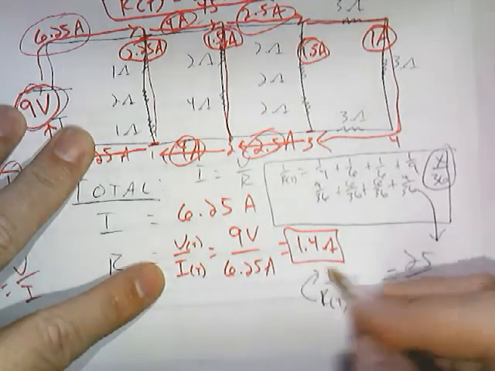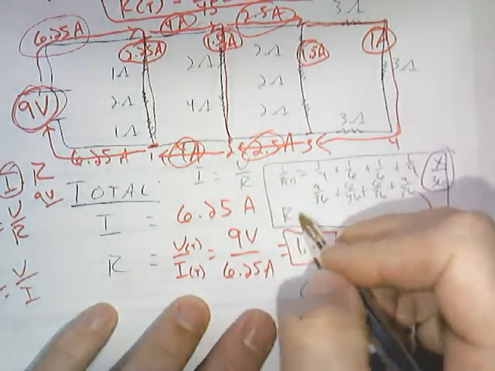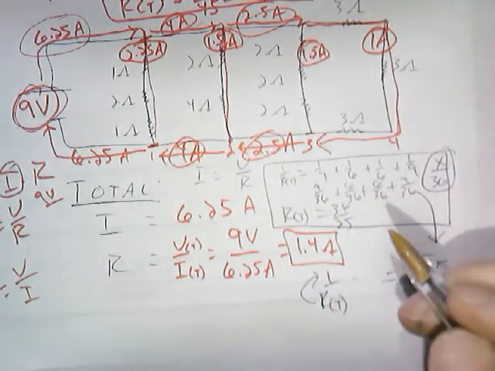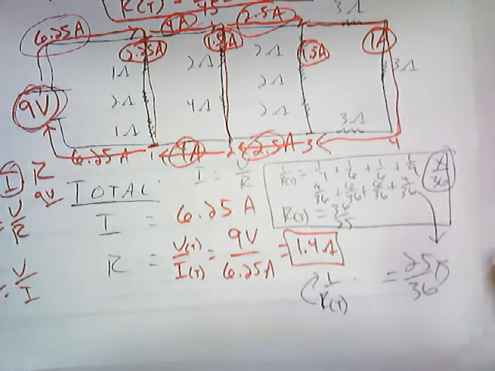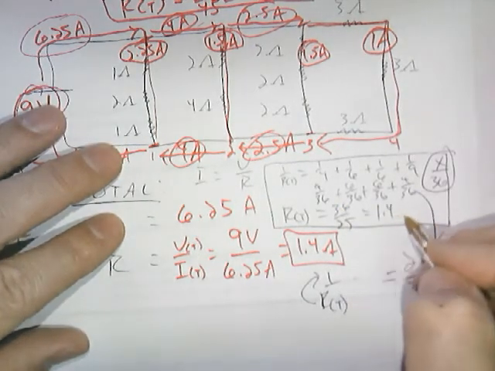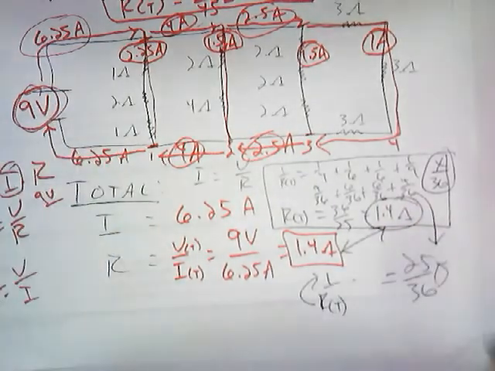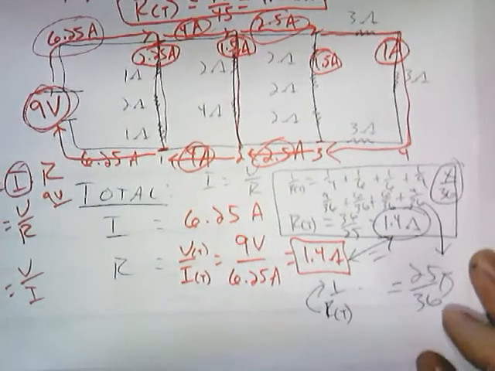So I have to invert both of them. Boom and boom. And as a result of this, you will find that my resistance total is going to equal 36 over 25. And with some very quick math here, you will find that 36 divided by 25 equals 1.4 ohms of total resistance. And these two values here should be equal. I hope that was useful.